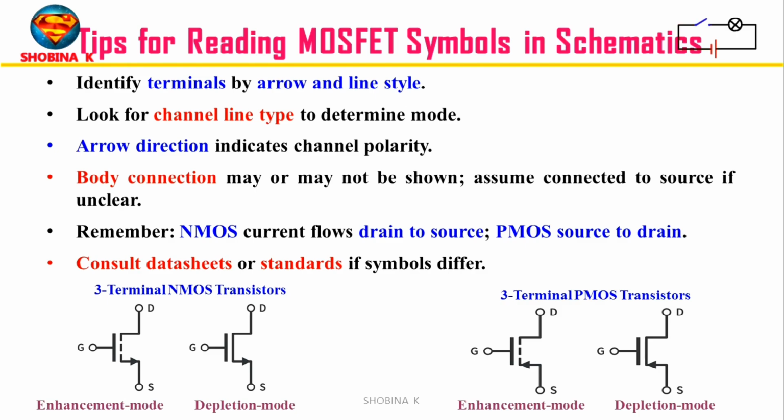Next, remember current direction. For NMOS, current flows from drain to source, like water draining down. For PMOS, current flows from source to drain. That is, the source provides the current. And the final tip is to always refer to the schematic legends and datasheets.